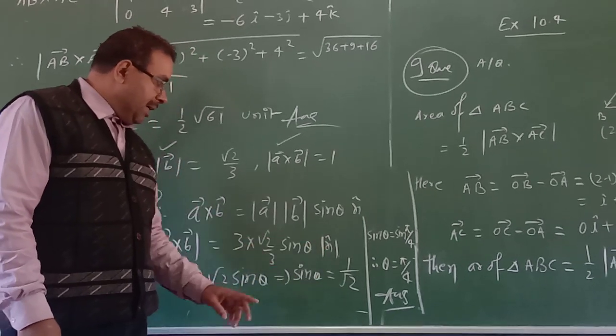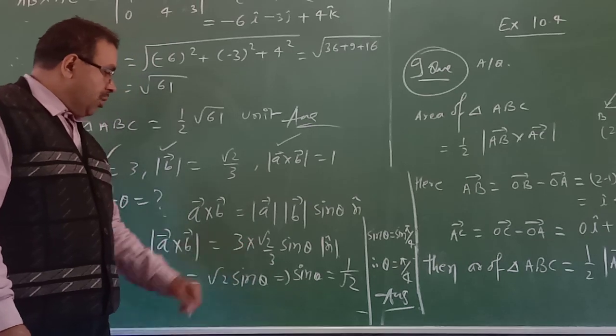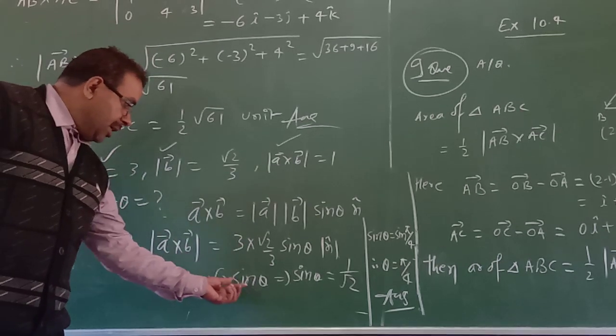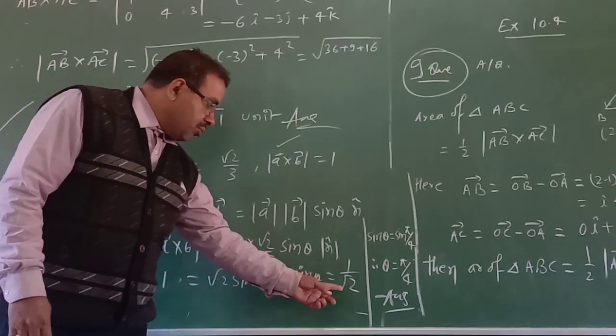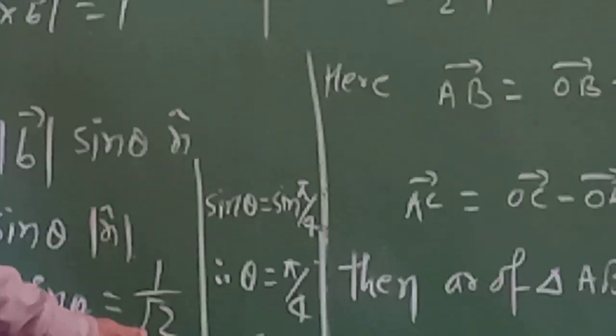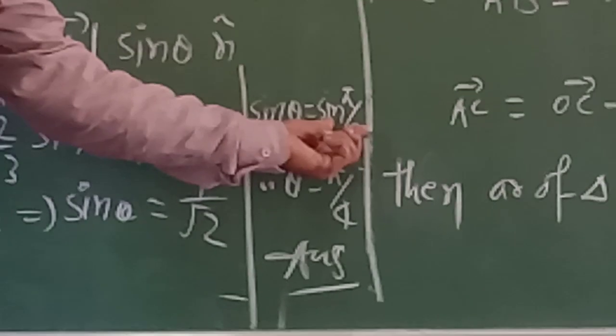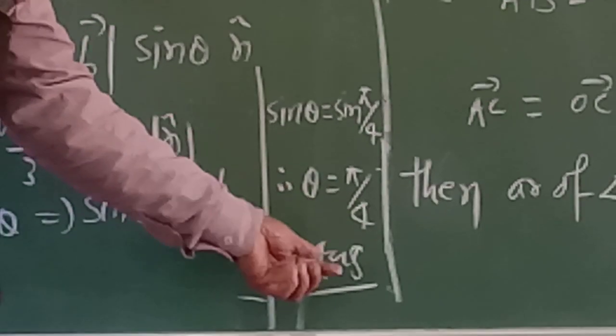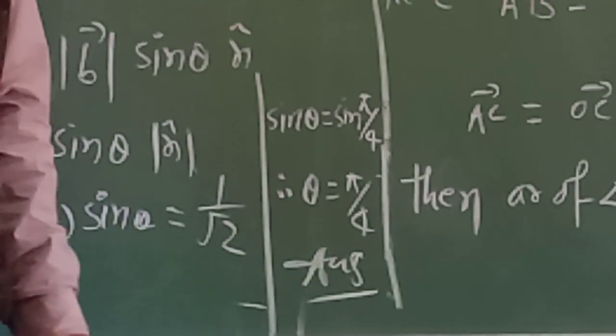Here we put 1, the 3 and 3 cancel, root 2 is left, and the value of the left side is already given as 1. Now the value of sin theta becomes 1 by root 2, and we know that the value of sin theta equal to 1 by root 2 means sin pi by 4, which is 45 degrees. So the value of theta is equal to pi by 4, which is the answer of this question. Thanks.